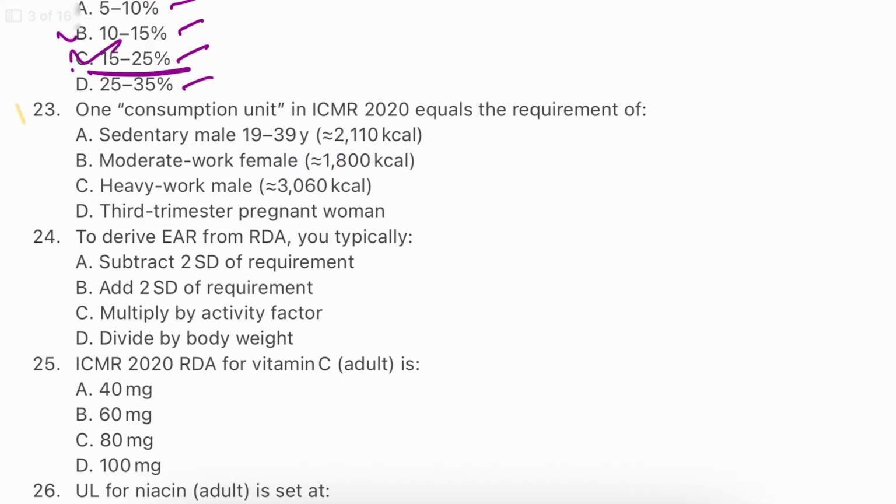Question number 23. One consumption unit in ICMR 2020 equals the requirement of: sedentary male 19 to 39 years, 2110 kilocalories; moderate work woman, 1800 calories; heavy work male, 3060 calories; third trimester pregnant woman. The answer will be A, sedentary male 19 to 39 years. This question I have already discussed in my part of the marathon series. One consumption unit is 2110 kilocalories.